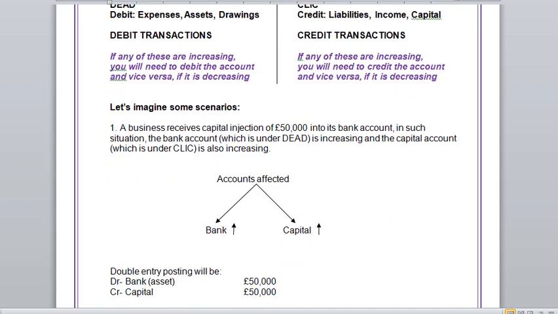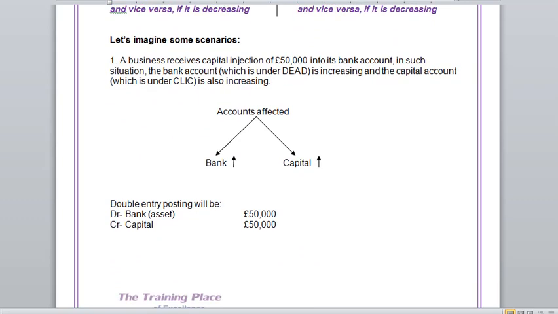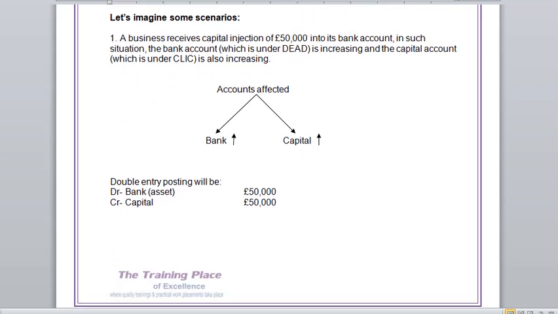Let's look at some scenarios and try to get the logic behind it. Please do bear in mind, there is logic behind every situation. The first one says, a business receives capital injection of £50,000 into its bank account. I expect you to be thinking, which accounts will be affected?